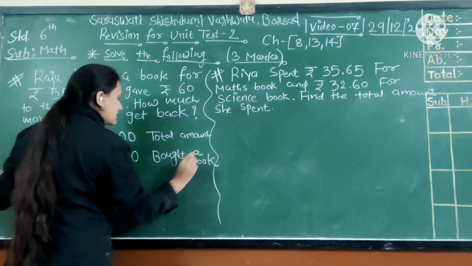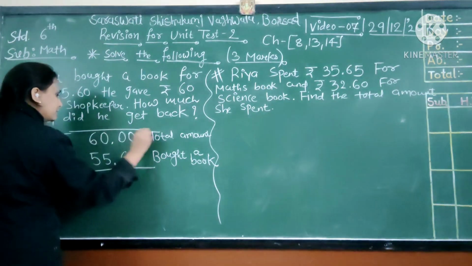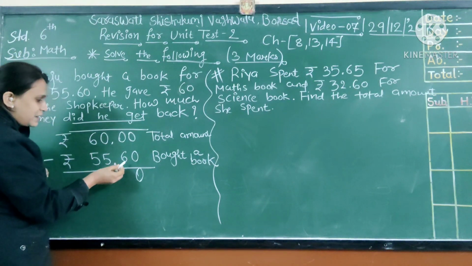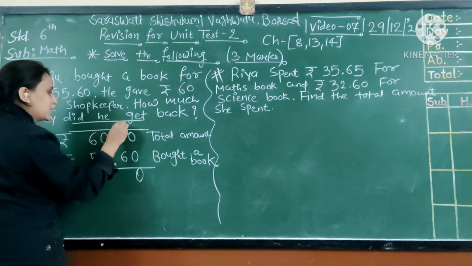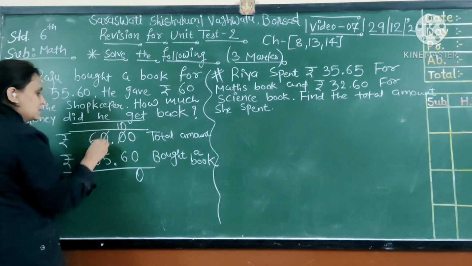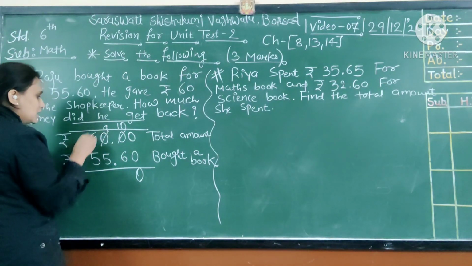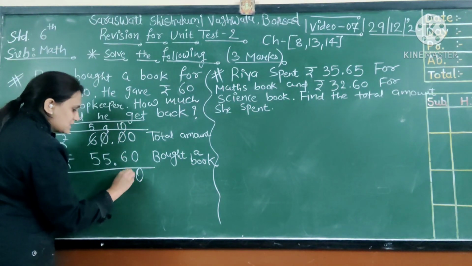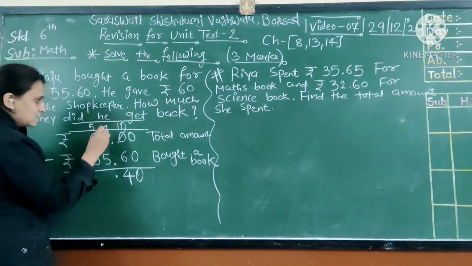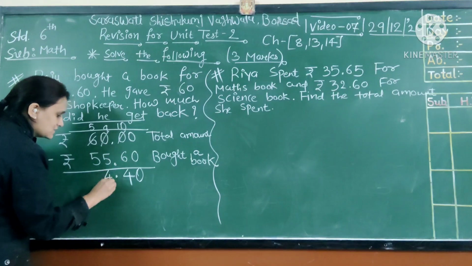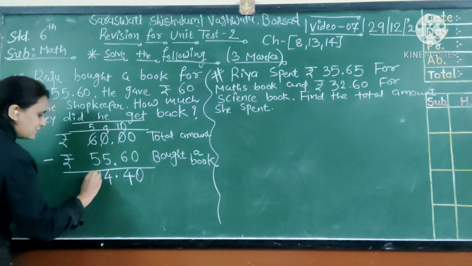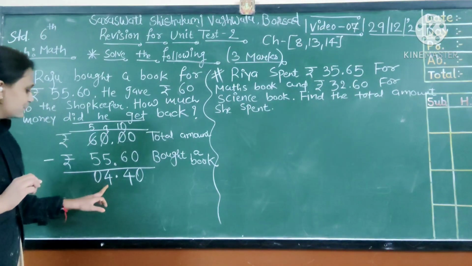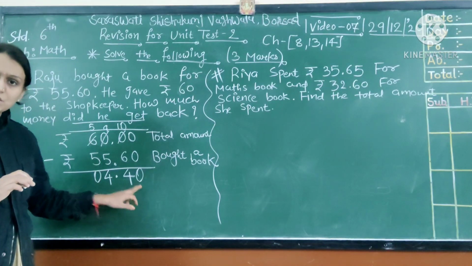So now let us start the subtraction here. 0 minus 0, 0. We cannot subtract 6 from 0, so we have to take a borrow. So here 10, and 0 will become 9, and here 5. Now let us start the subtraction. 10 minus 6 equals 4. Decimal as it is. 9 minus 5 equals 4. And 5 minus 5, 0. Means after purchasing the book, Raju will get back ₹4.40.